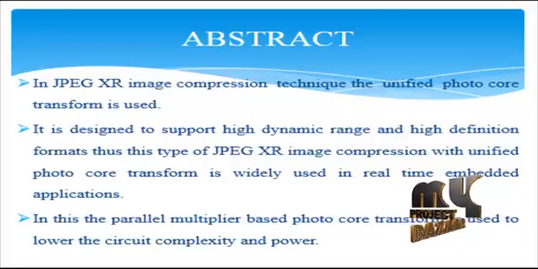A unified VLSI (very large scale integration) architecture that can perform the photocore transform in JPEG XR image compression is presented. The proposed architecture achieves a unified design which supports the three basic operations of the PCT, and it has the characteristics of lower hardware cost, shorter critical path, lower power consumption, more efficient hardware utilization, and a regular structure for VLSI implementation. Finally, the implementation on field programmable gate array devices validates the effectiveness of the design.